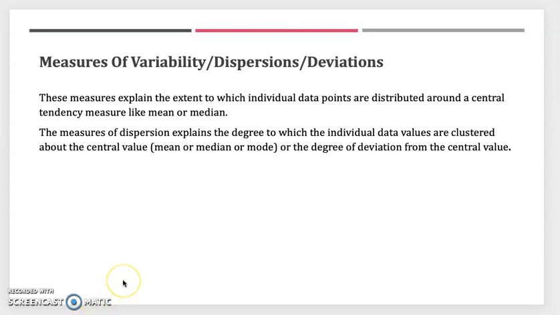In the previous video, we talked about measures of central tendency like mean and median. But sometimes our data also have individual data points distributed around those central tendency measures. That's why we need to know the measures of variability, dispersion, and deviation. Those measures of dispersion explain the degree to which the individual data values are clustered about the center value.